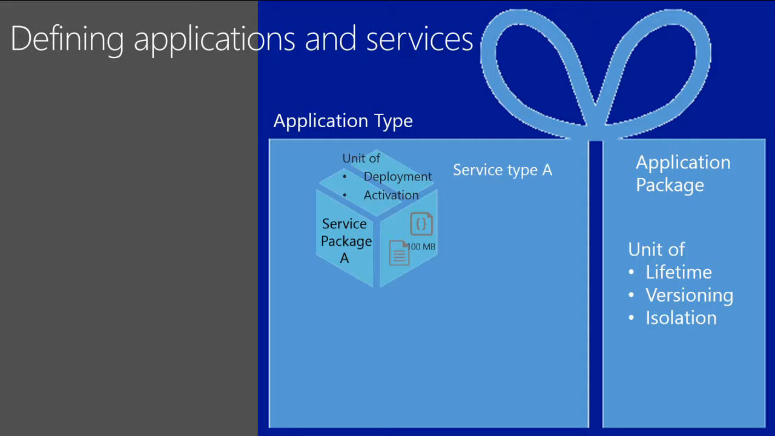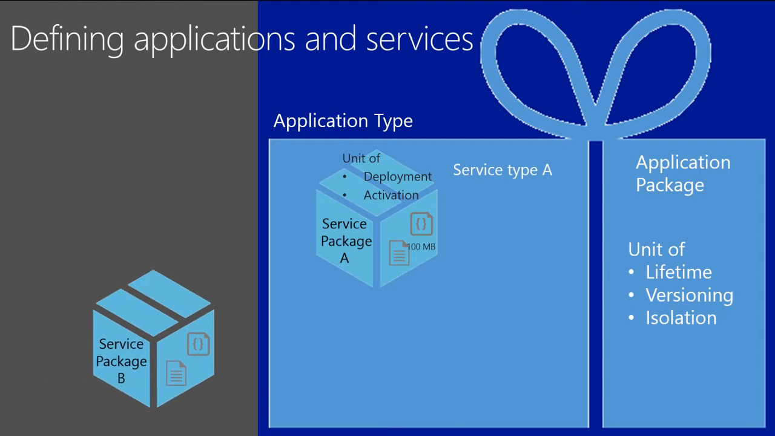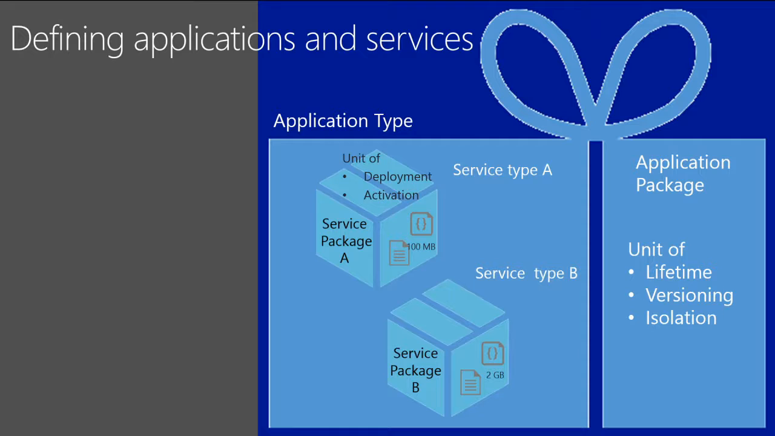This is the versioning and isolation unit. So you might think, of course you can have more than one service package in an application. So you might be wondering, how do you decide whether I should have a service package instance made or an application package instance made?